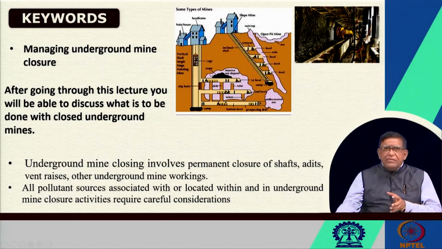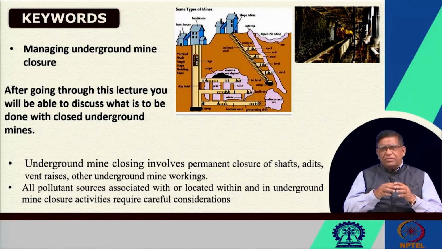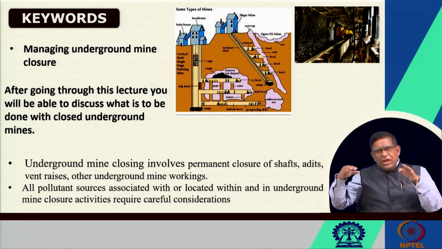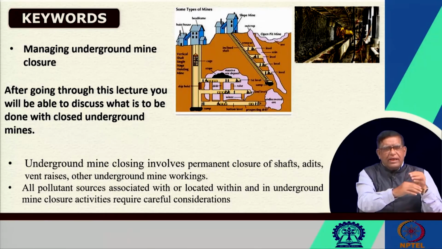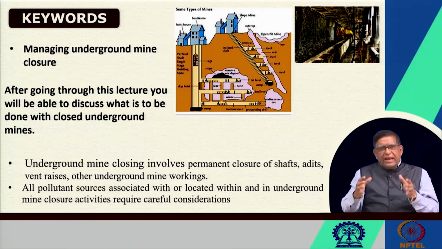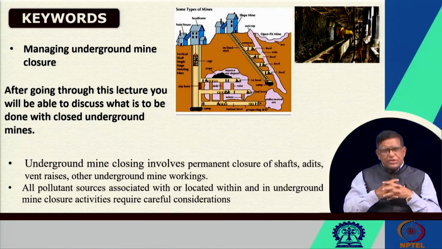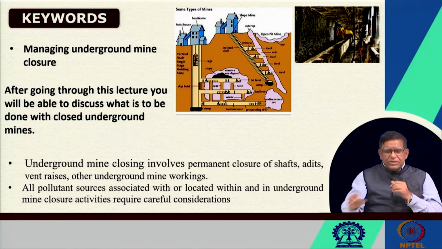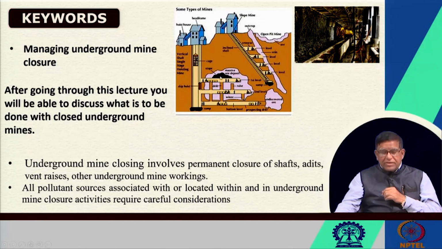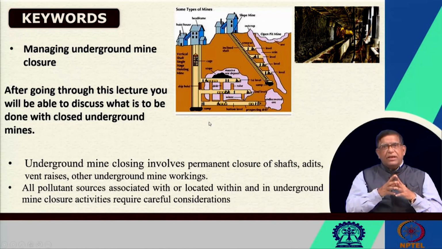Now there could be an adit. If there is a hill area, you are entering, making a tunnel has both sides opening, and an adit has only one opening and you are going inside. So if there is such a type of adit or tunnels, and then these raises, which are connecting from one level to another level, those things in an underground mine will have to be closed. And also we need to see what the different pollutant sources could be.